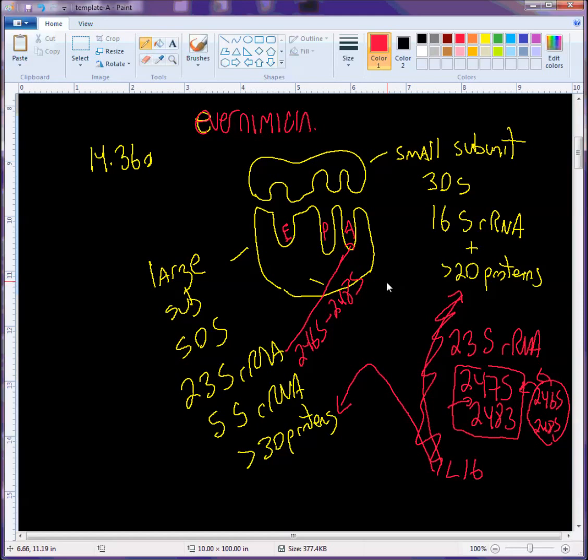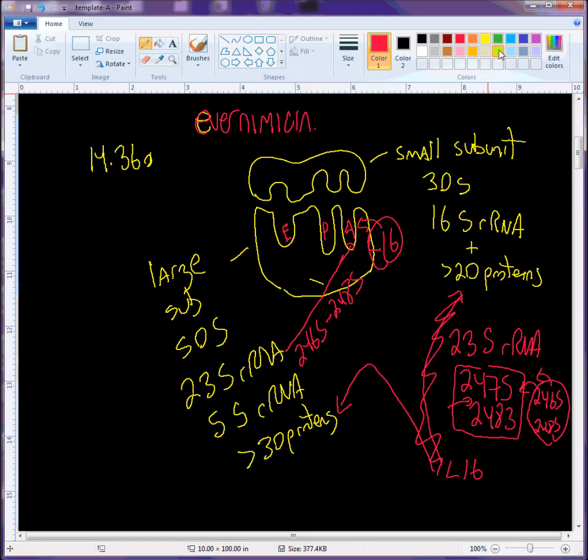And this also conforms to the proposed function for L16, which appears to be involved in attracting the aminoacyl stem of the tRNA to the ribosome at its A site. So sort of the same thing here. L16 is involved in the same thing. So using our sketch, along with the information I just read, designate where the proposed antibacterial action of evernemicin is likely to occur.